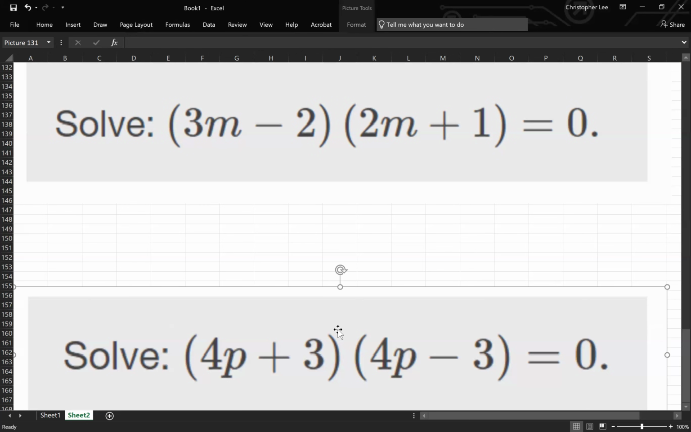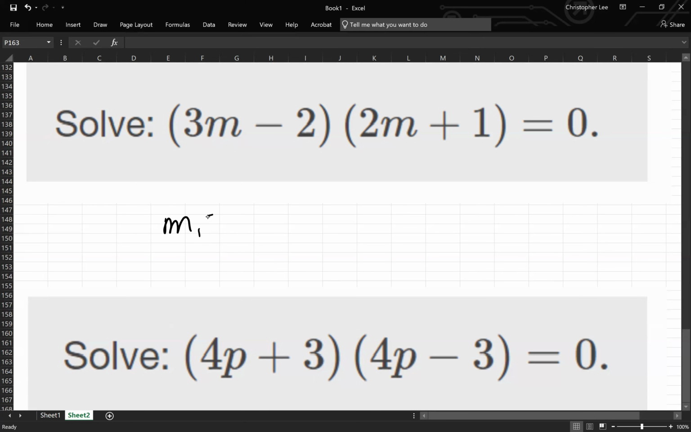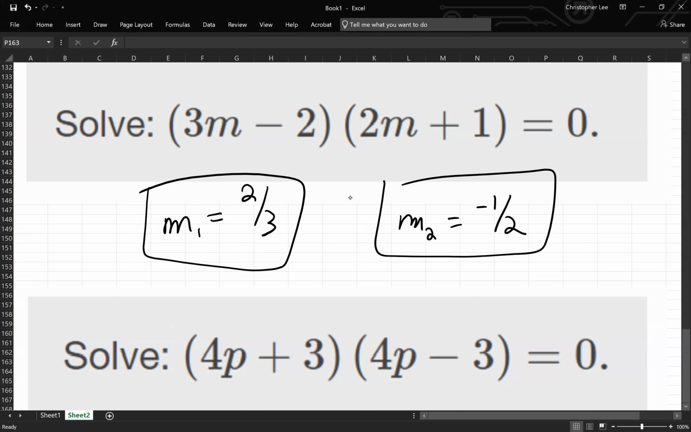All right, let's see for the first one, right? What is M1? I got 2/3. Very good. And what is M2? -1/2. Perfect. Any questions on this? Anybody? No questions? All right, sounds good.